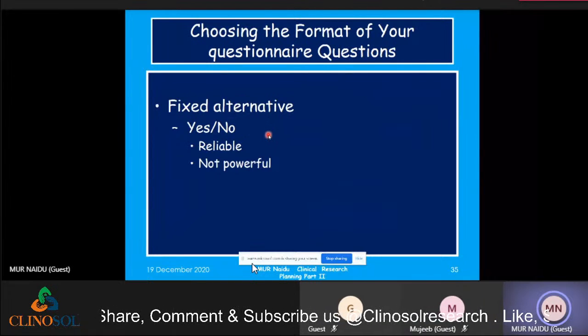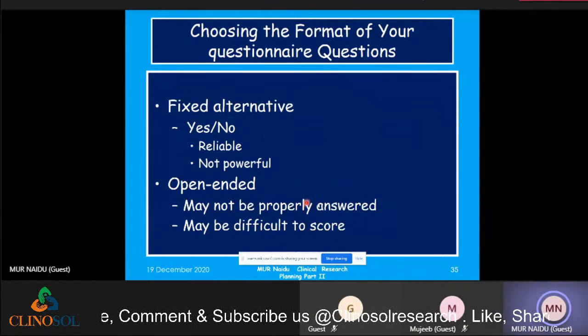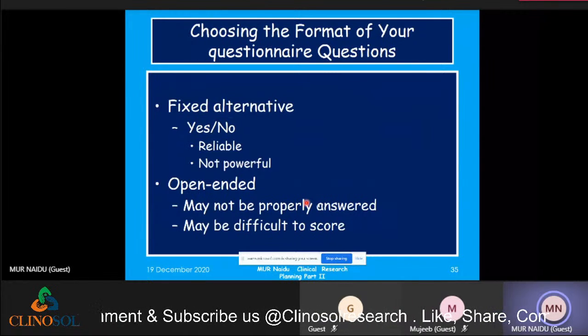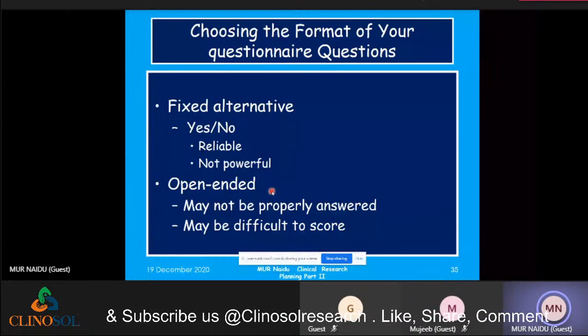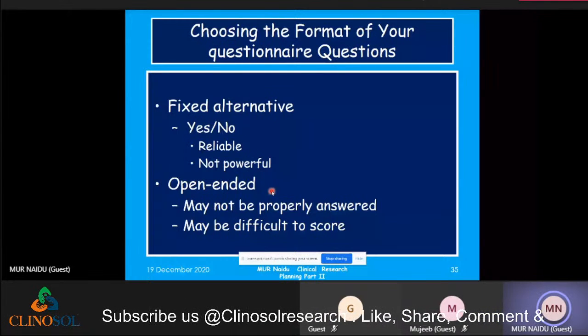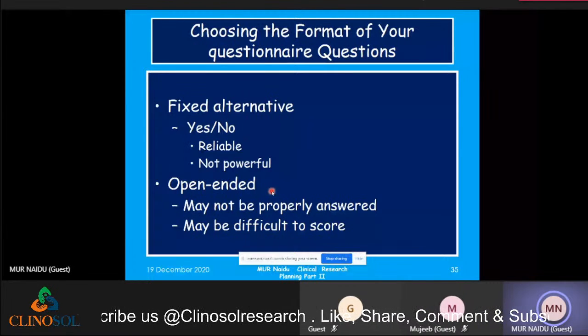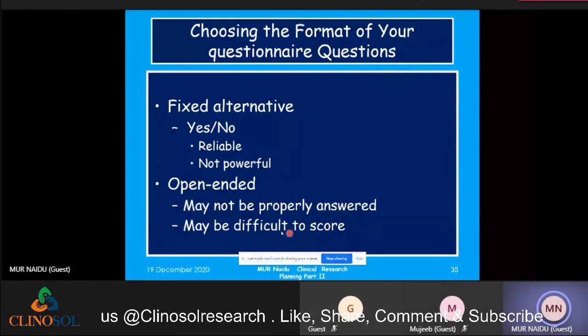Open-ended. It may not be properly answered, may be difficult to score. Suppose you have an open-ended question to evaluate. You can use it, but you should remember that the answer may not be uniform from each participant, and it is very, very difficult to calculate a correct score. So this is also not very good. But if the alternative is not there, one can use it.